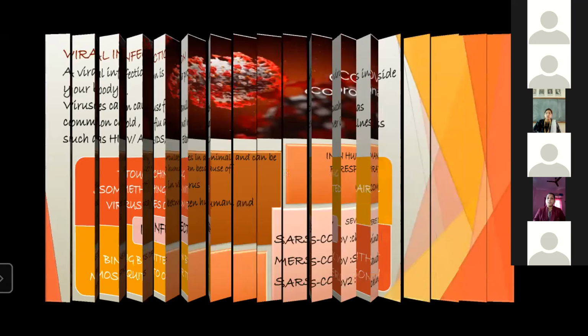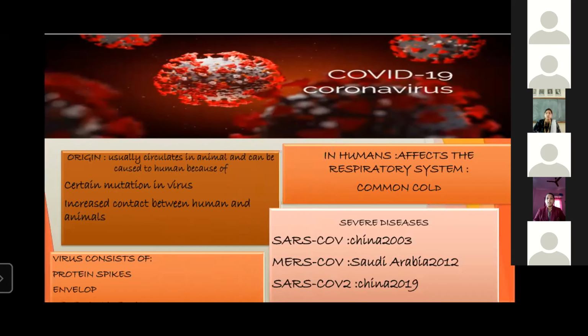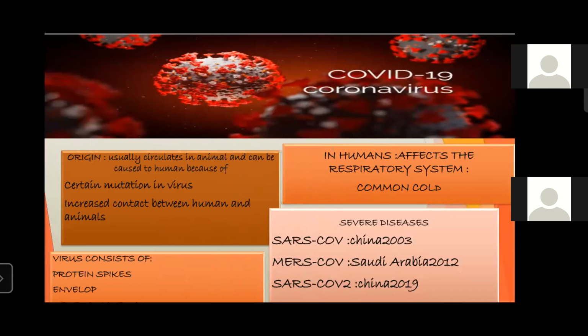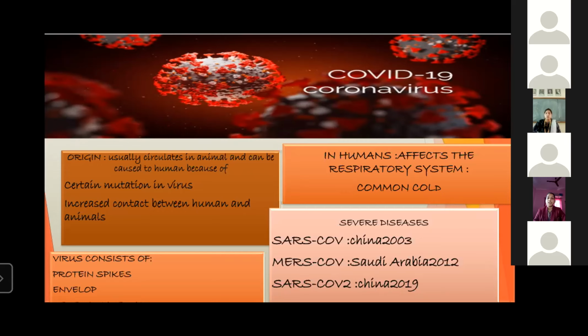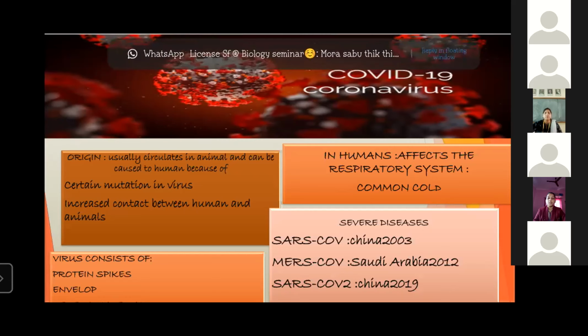The origin of coronavirus was first from Wuhan, a city of China, with a lot of pneumonia cases. It usually circulates in animals and can be passed to humans because of certain mutations in the virus. It affects both animals and humans. There can be cases where the virus affects animals. These are more lethal forms of coronavirus since they can lead to pneumonia, which can be life-threatening. The virus consists of protein spikes, an envelope, and genetic material. The three most common strains of the virus are SARS-CoV, MERS-CoV, and SARS-CoV-2.